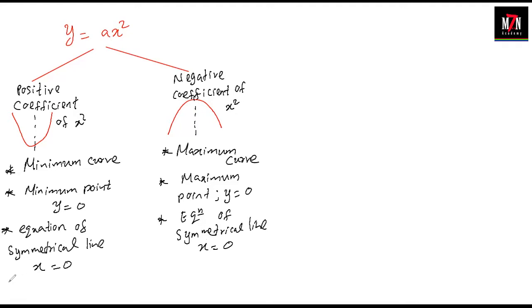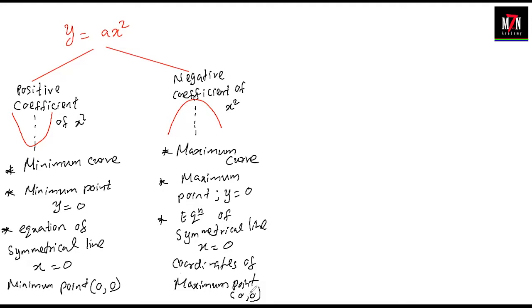And the minimum point here is 0, comma 0. Why? Because the minimum point is y equals 0 and the symmetrical line is x equals 0. So altogether you can write the coordinates of the minimum point, that is 0, comma 0. And here the coordinates of the maximum point is also 0, comma 0.